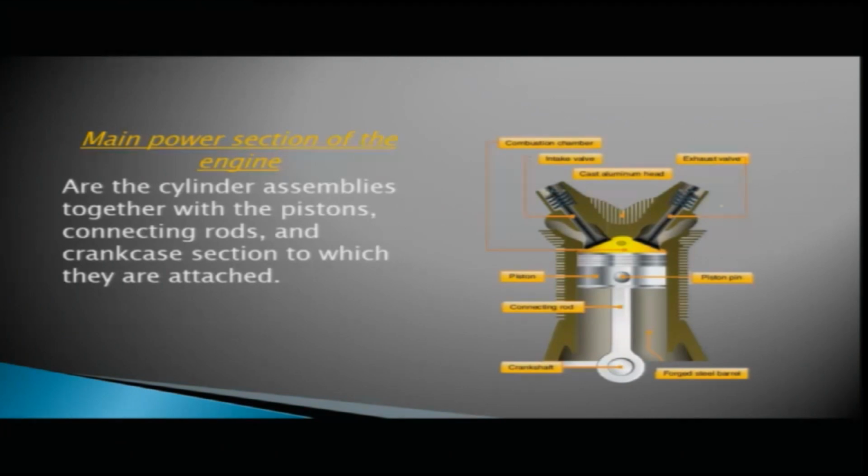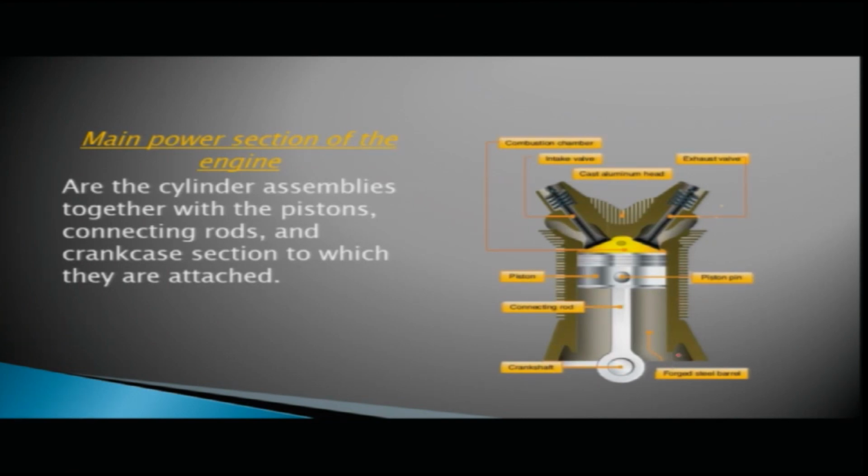They are the cylinder assemblies together with the pistons, connecting rods and crankcase section to which they are attached. Here in the diagram you can see this is your cylinder. Inside the cylinder is your piston. This is your connecting rod. One end of the connecting rod is attached to the piston pin, and the other end of the connecting rod is attached to the crankshaft. On top of the piston you have combustion taking place, fuel and air mixture burning. These are your valves, one is your intake valve, this is your exhaust valve, and this complete area is your cylinder head area, and this is your cylinder barrel area.